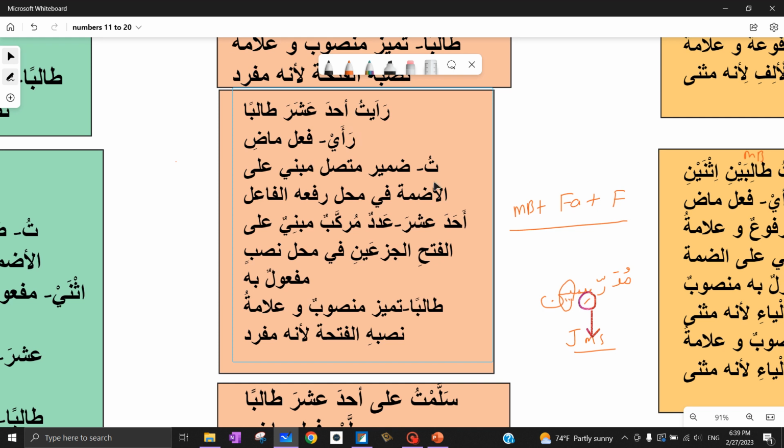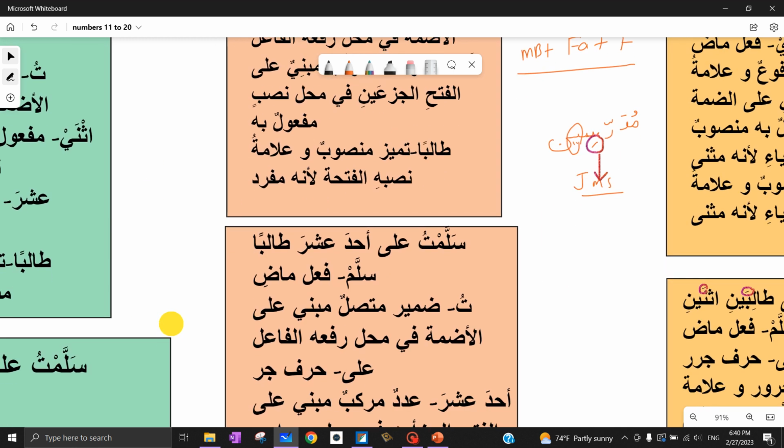رأى فعل ماضي. تو ضمير متصل مبني على ضم في محل رفع فاعل. أحد عشر عدد مركب, made into a compound number. Two numbers have come and made into a compound number. How? Because the waw has been taken out. Mabniun ala al-fath. That's why it became mabni on fatha. Fath al-juzain. Why juzain? Because it's made up of two numbers. Fi mahall nasb. Okay, fi mahall nasb maf'ulun bihi. طالبا تمييز منصوب وعلامة نصبه الفتحة لأنه مفرد. It's the same.